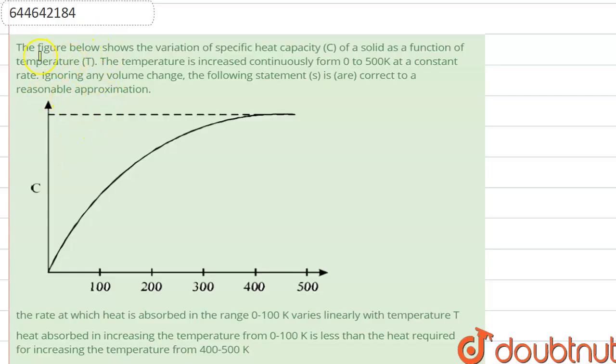Hello everyone. In this question, we are given that the figure below shows the variation of the specific heat capacity, that is capital C, of a solid as a function of temperature T. The temperature is continuously increased from 0 to 500 Kelvin at a constant rate. Ignoring any volume change, the following statements are correct to a reasonable approximation. So we have to find which of the statements are correct.